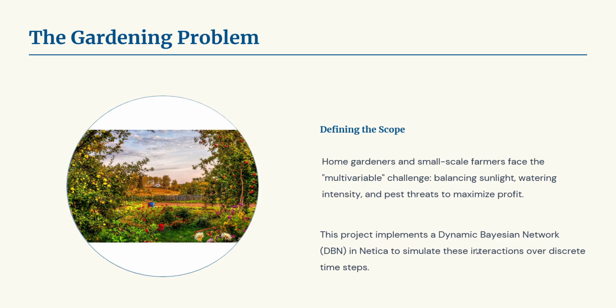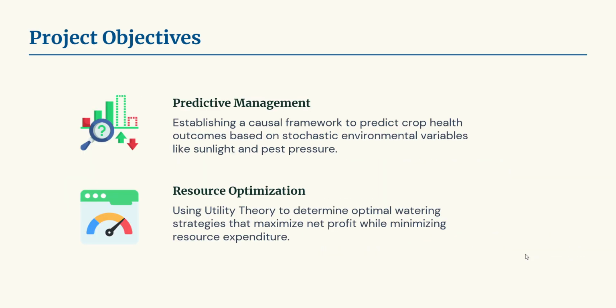To define our scope, home gardeners and small-scale farmers face a complex multivariable challenge. They must balance sunlight, water intensity, and pest stress simultaneously to maximize their crop yields and profits. For this, the project implements a dynamic Bayesian network in the Genie environment to simulate these exact interactions across discrete time steps. Our core objectives are twofold.